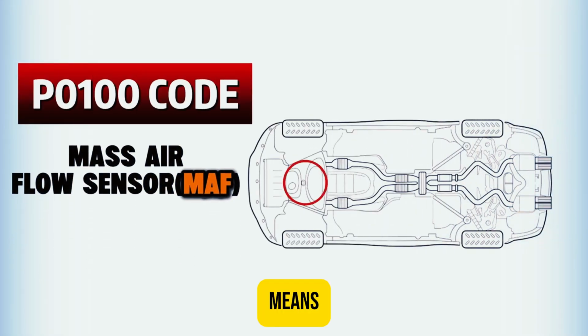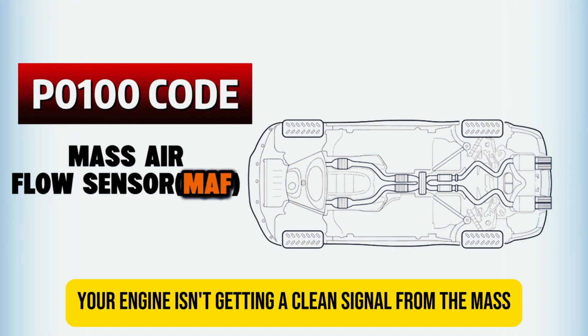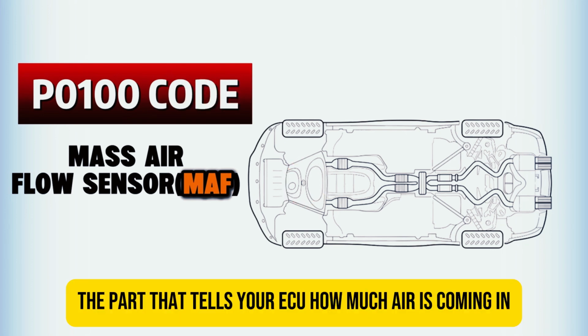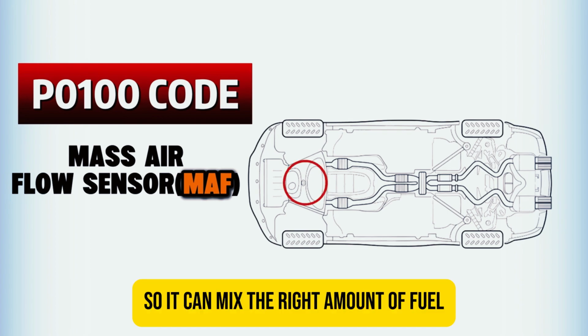P0100 code means your engine isn't getting a clean signal from the mass airflow sensor, the part that tells your ECU how much air is coming in, so it can mix the right amount of fuel.